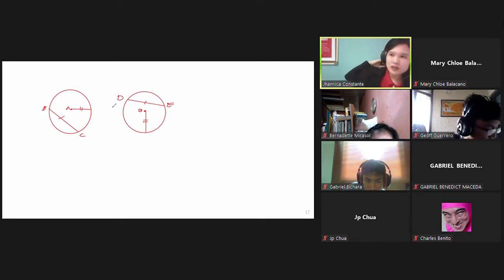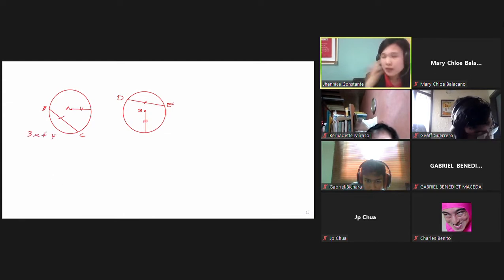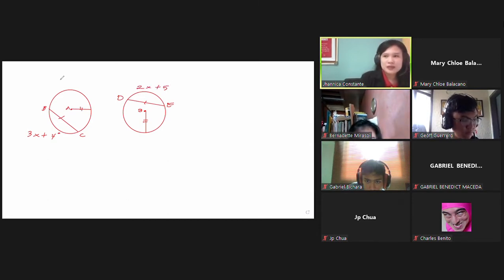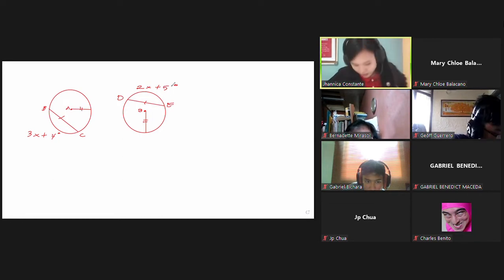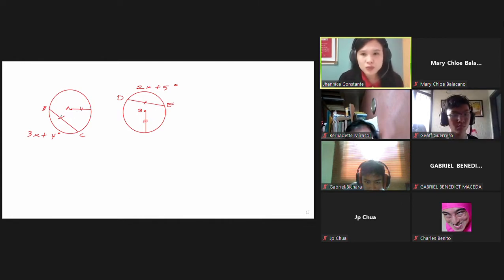Given that the measurement of the arc BC is equal to 3x plus 4, and the measurement of the arc DE is equal to 2x plus 5. So for example, that is the measurement of our circles. Looking at the circles that we have, chord BC is congruent to the chord DE, and the radius in both circles are also congruent.